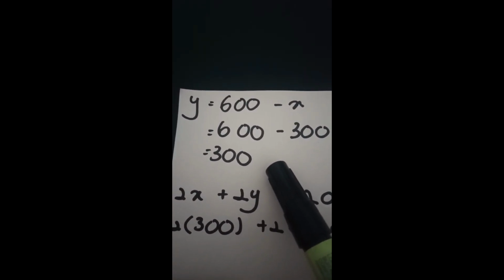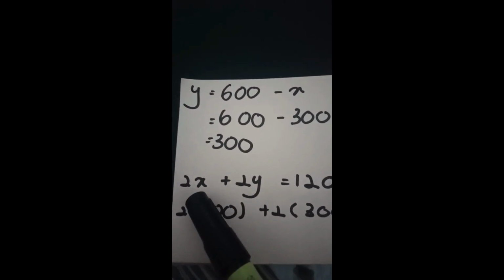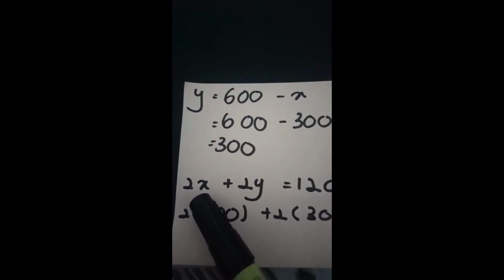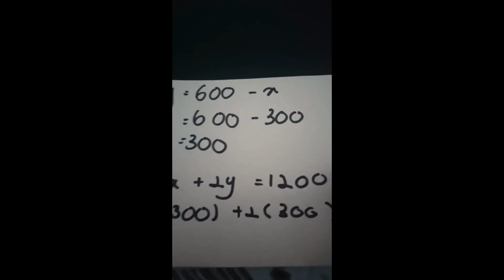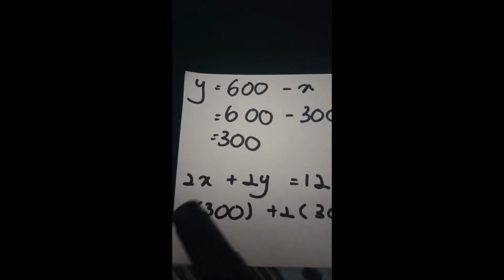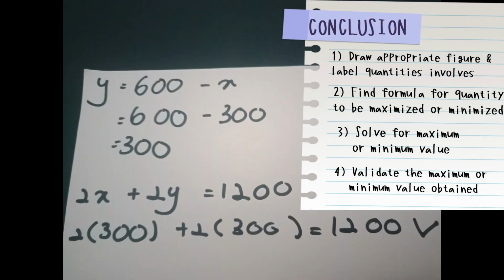To make sure the answer that we get is correct, we use the formula of the perimeter, which is 2x plus 2y equals 1,200. So 2 multiplied by 300 plus 2 multiplied by 300, we get 1,200. Hence the values of x and y that we obtained are correct.